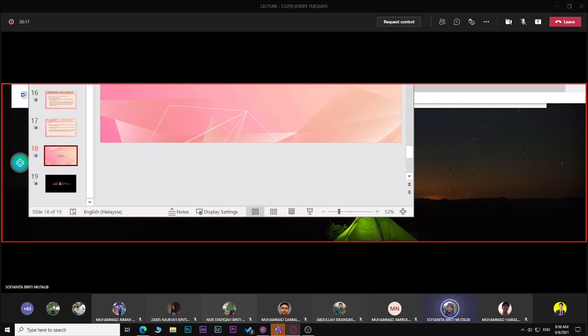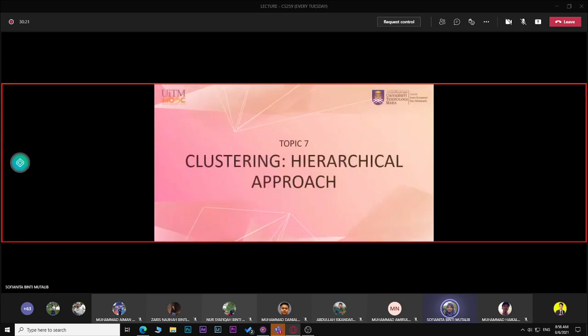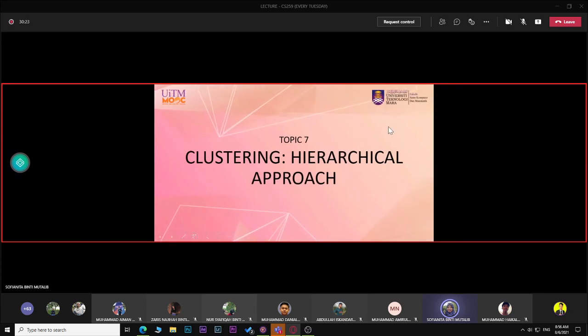Okay, so today what we are going to look at will be the hierarchical. So this will be another method in clustering. Okay, it's considered a classical method. Yeah, definitely we have to go through the classical methods before we go to the advanced methods.